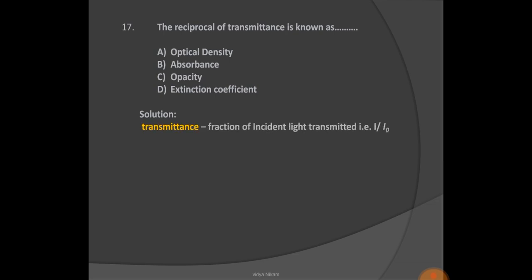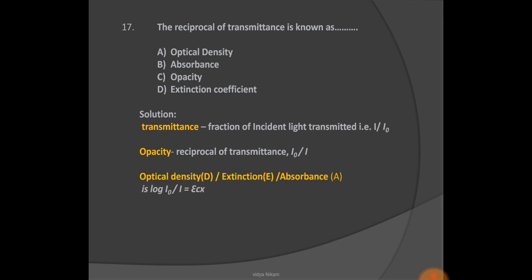So transmittance is the fraction of incident light which is transmitted, that is I upon I0, where I0 is the amount of incident light and I is the amount of transmitted light. Its reciprocal is known as the opacity, that is I0 upon I. And log of opacity is known as the optical density, extinction or absorbance. So opacity, option C is the right option.